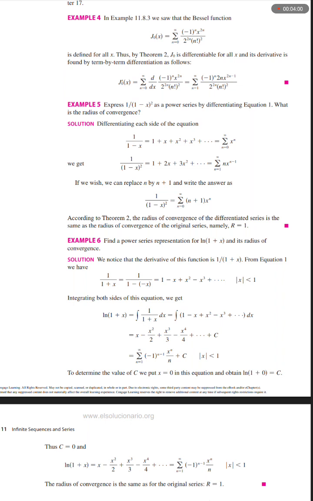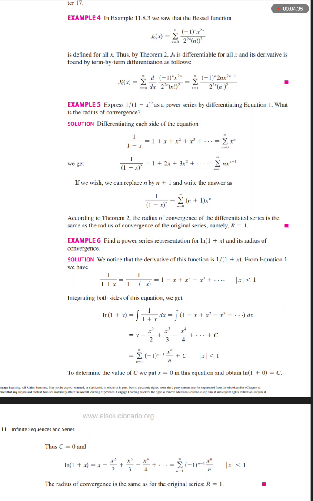Example 6. Find a power series representation for the natural log of (1 plus x) and its radius of convergence. Solution. We notice that the derivative of this function is 1 over (1 plus x). From equation 1, we have 1 over 1 plus x equals 1 over 1 minus (negative x) equals 1 minus x plus x squared minus x cubed plus ellipsis, the absolute value of x less than 1.